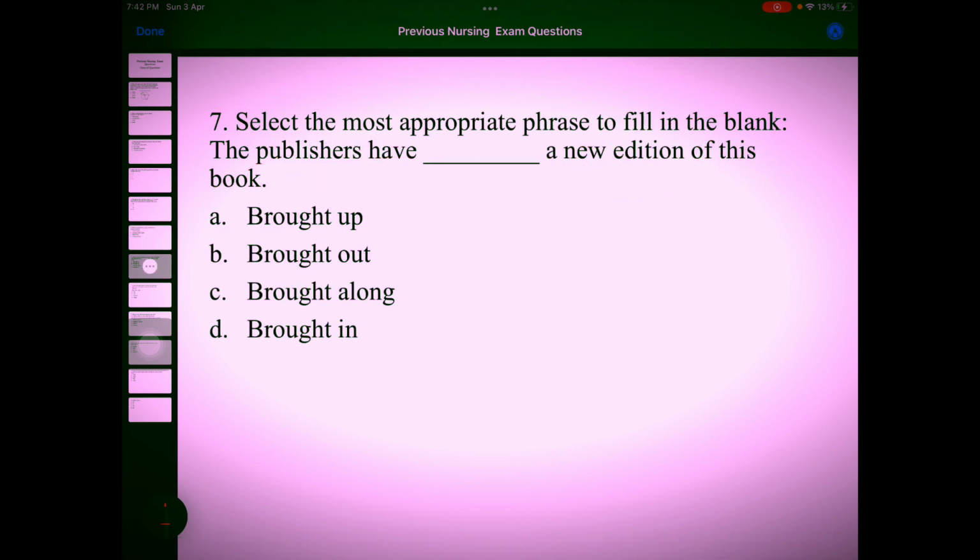Question number 7. Select the most appropriate phrase to fill in the blank. The publisher have dash a new edition of this book. Option A, brought up. Option B, brought out. Option C, brought along. Option D, brought in. The correct option here is option B, that is brought out. The publishers have brought out a new edition of this book.